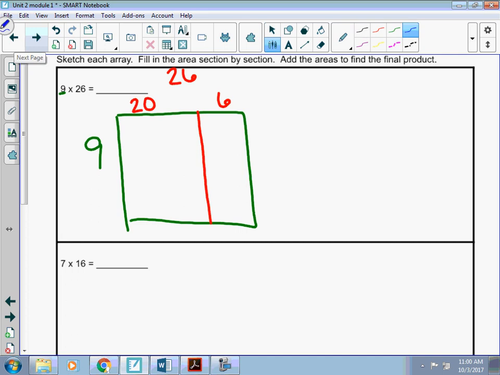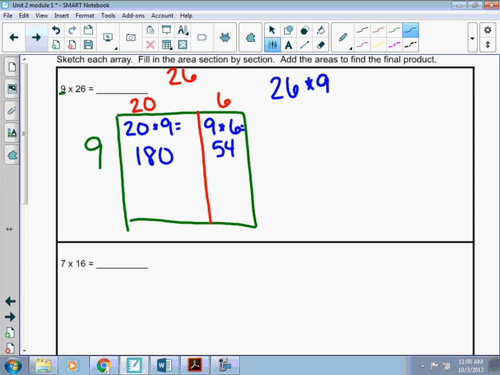So in my first rectangle, I have 20 times 9, which is 180. And in the second rectangle, I have 9 times 6, which is 54. So I can solve 26 times 9 by doing 180 plus 54, 234.